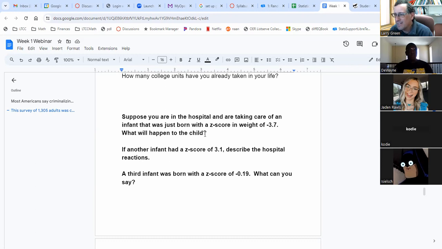Something's wrong with the child. It's not just something. Yeah, it's extremely dangerous. That child is going to go directly into ICU. That child needs a doctor. That is an extreme outlier on the low side of weight. And that is a very underweight child. The child probably will not live.